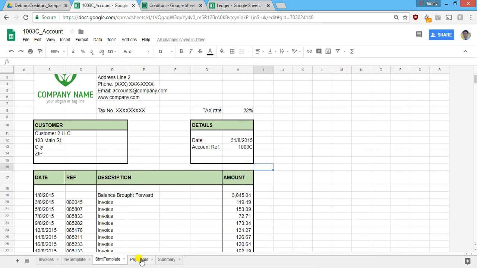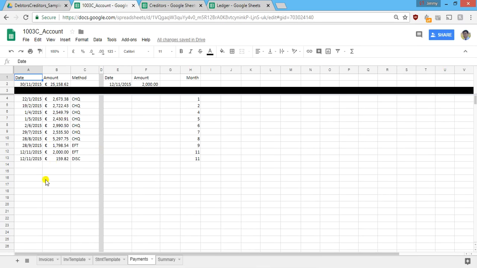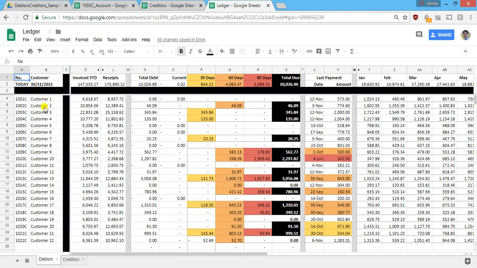Any payments then received were pretty straightforward. They were recorded, dated, and payment method was recorded. If we go into the ledger, then we can see a snapshot of all the customers which the business had and where their debt was at any given time, its age, and last payment.